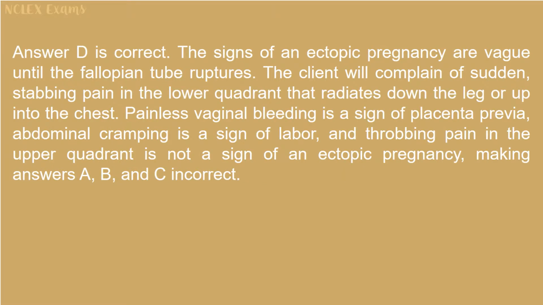Answer D is correct. The signs of an ectopic pregnancy are vague until the fallopian tube ruptures. The client will complain of sudden stabbing pain in the lower quadrant that radiates down the leg or up into the chest. Painless vaginal bleeding is a sign of placenta previa, abdominal cramping is a sign of labor, and throbbing pain in the upper quadrant is not a sign of an ectopic pregnancy, making answers A, B, and C incorrect.